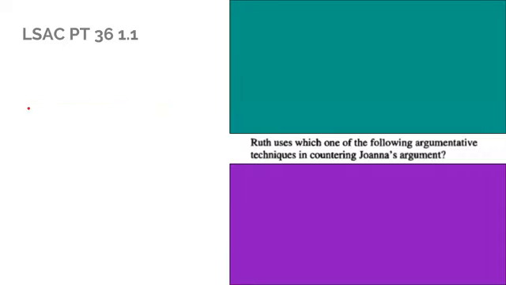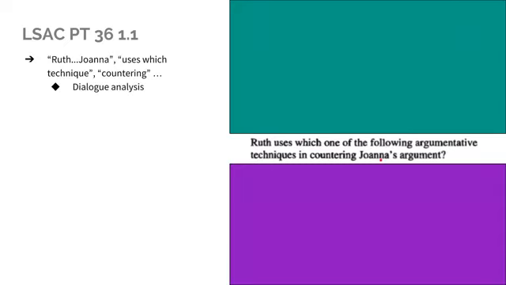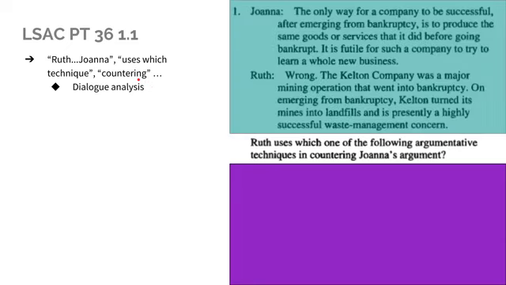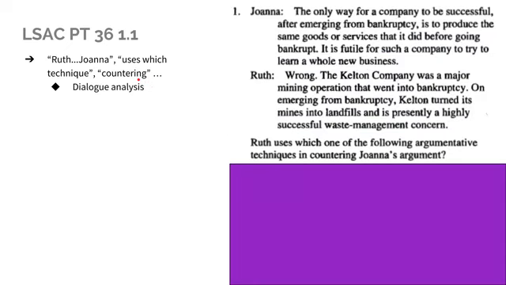All right, so this is from the LSAC practice test 36, section 1, question 1. Like I said, first read the question, the stem. So what do we see when we read this? We see Ruth and Joanna, two names. Someone uses which of the following techniques to counter this other person's argument. We can anticipate that we're going to be reading a dialogue analysis. And in fact, that's exactly what this is.